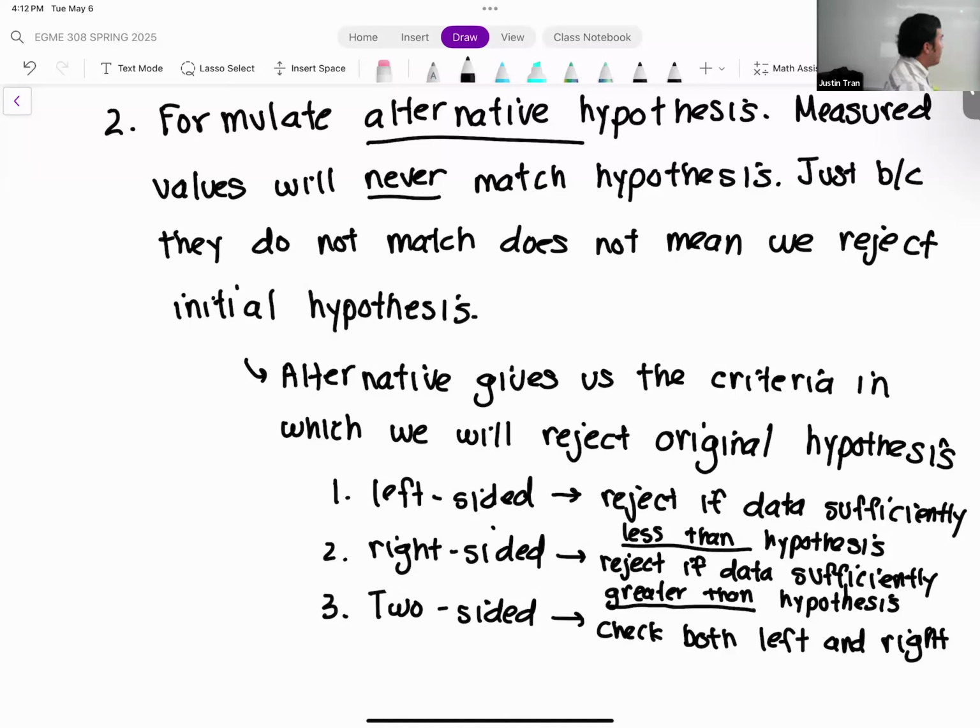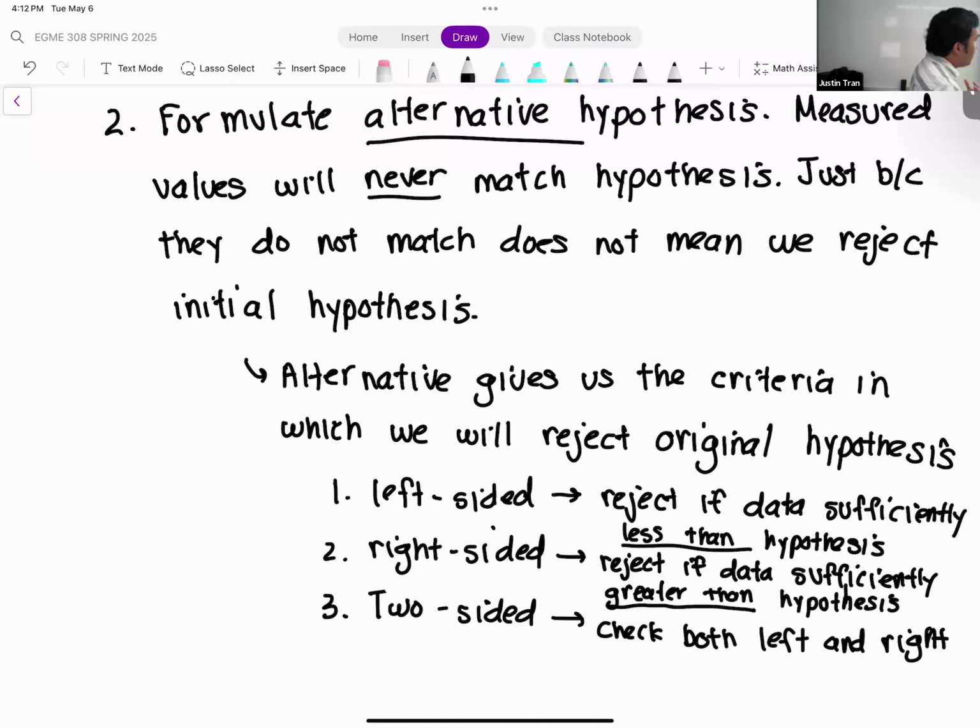Now, which alternative you choose ultimately depends on your situation. So you have to ask yourself, are we in more trouble if our data shows less than? Are we in more trouble if our data is greater than? Or maybe we need to hit our data on the nose, so maybe we want a two-sided alternative. So there's no best alternative for every situation. It is going to depend.